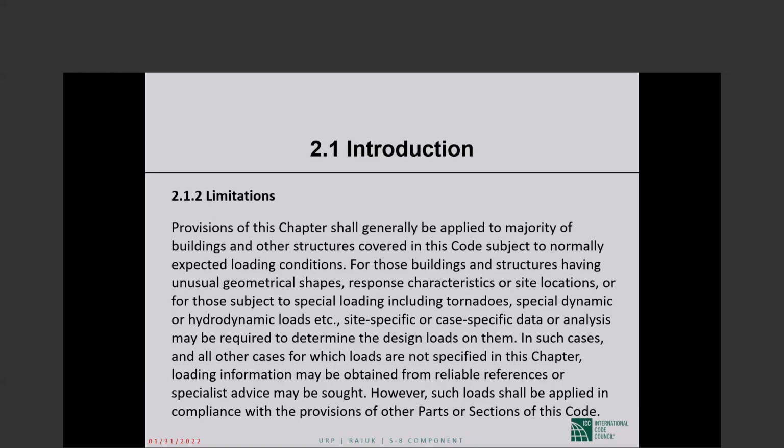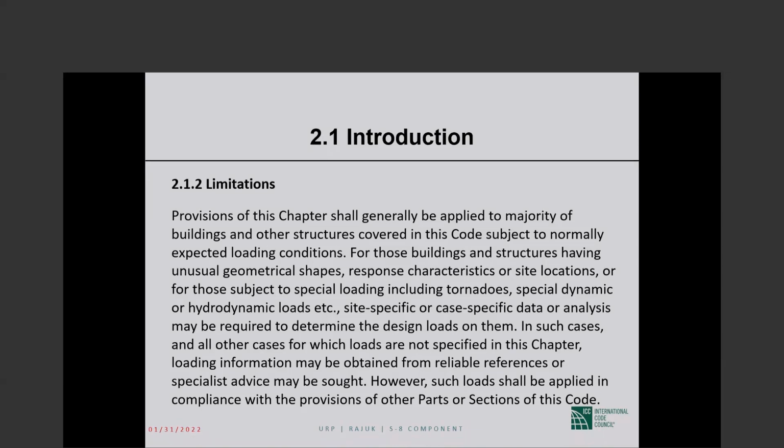So in such cases where you have to reach out, and all other cases for which loads are not specified in this chapter, loading information may be obtained from reliable references, so that's one possible source, or specialist advice may be sought. However, such loads shall be applied in compliance with the provisions of other parts or sections of this code. Once you have the loads, you do your design according to this code.